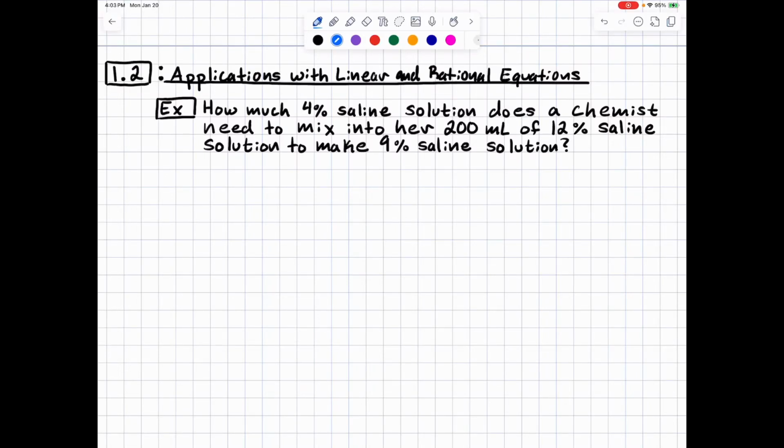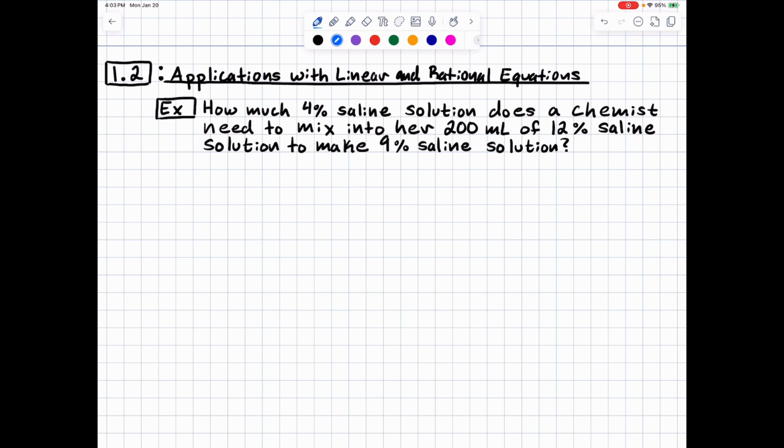Hi everyone, it's Professor West again, and we're going to go over 1.2, Applications with Linear and Rational Equations. So 1.2 is just applications of 1.1. What does that mean? It's just word problems of 1.1. So we're just going to do some word problems here.